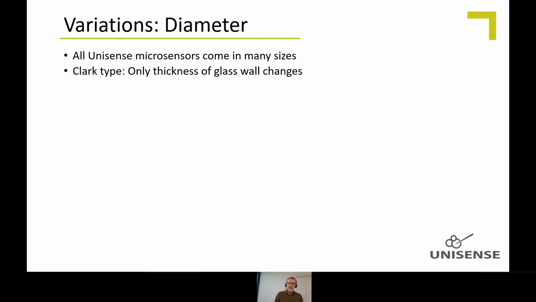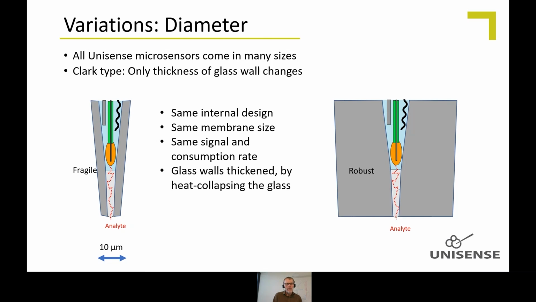So as I mentioned, we can make sensors in many different tip diameters. And for the Clark type sensors, it's actually only the thickness of the glass wall that changes. Showing the examples here, this could be a 10 micrometer sensor, and this could be, for example, a 100 micrometer sensor roughly. The area of the sensors is the same, the membrane is the same, and the diameter of the opening in the sensor is this. You're getting the same flux of oxygen in, so you're getting the same signal. The only difference is that you have a much thicker glass wall here than you have here, and therefore a more robust sensor.